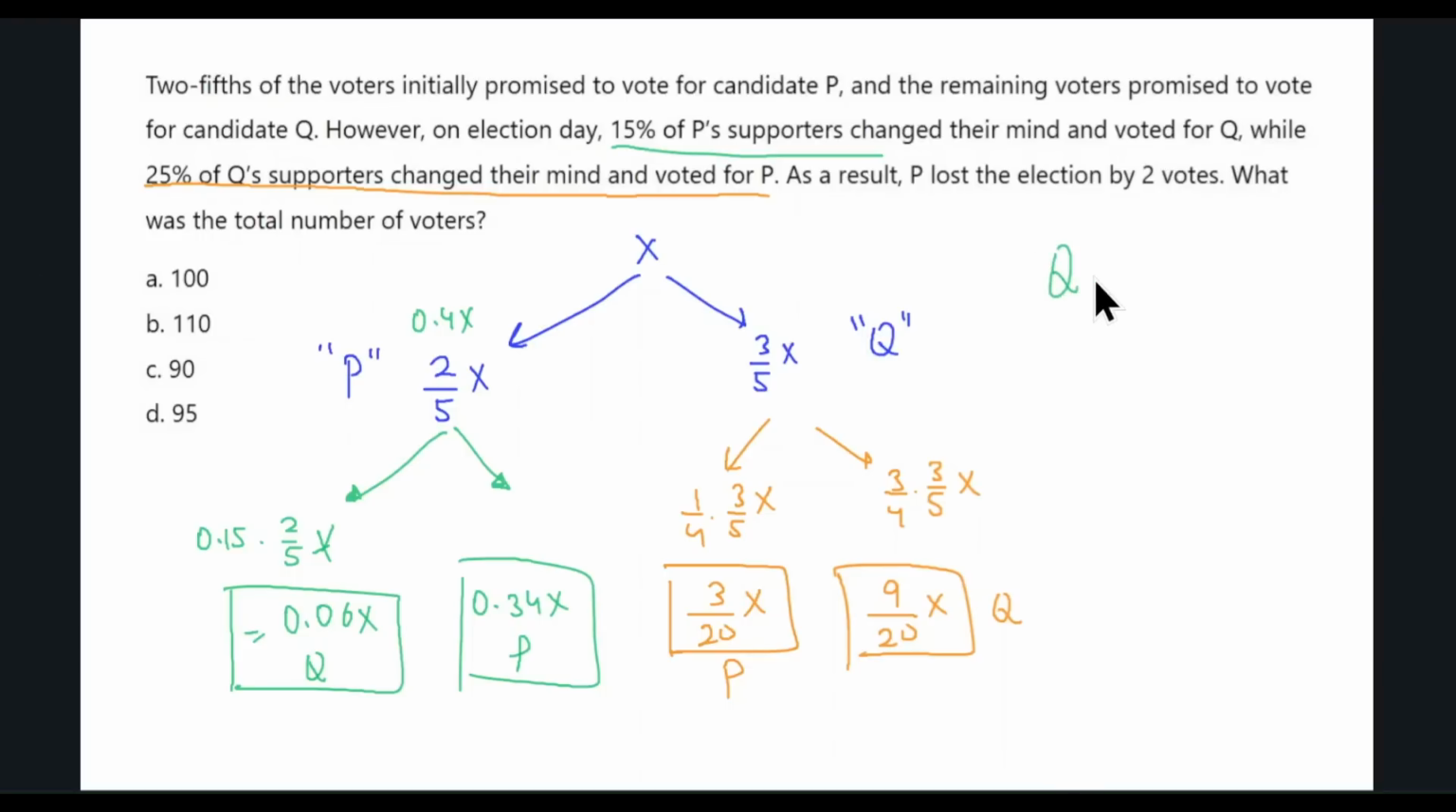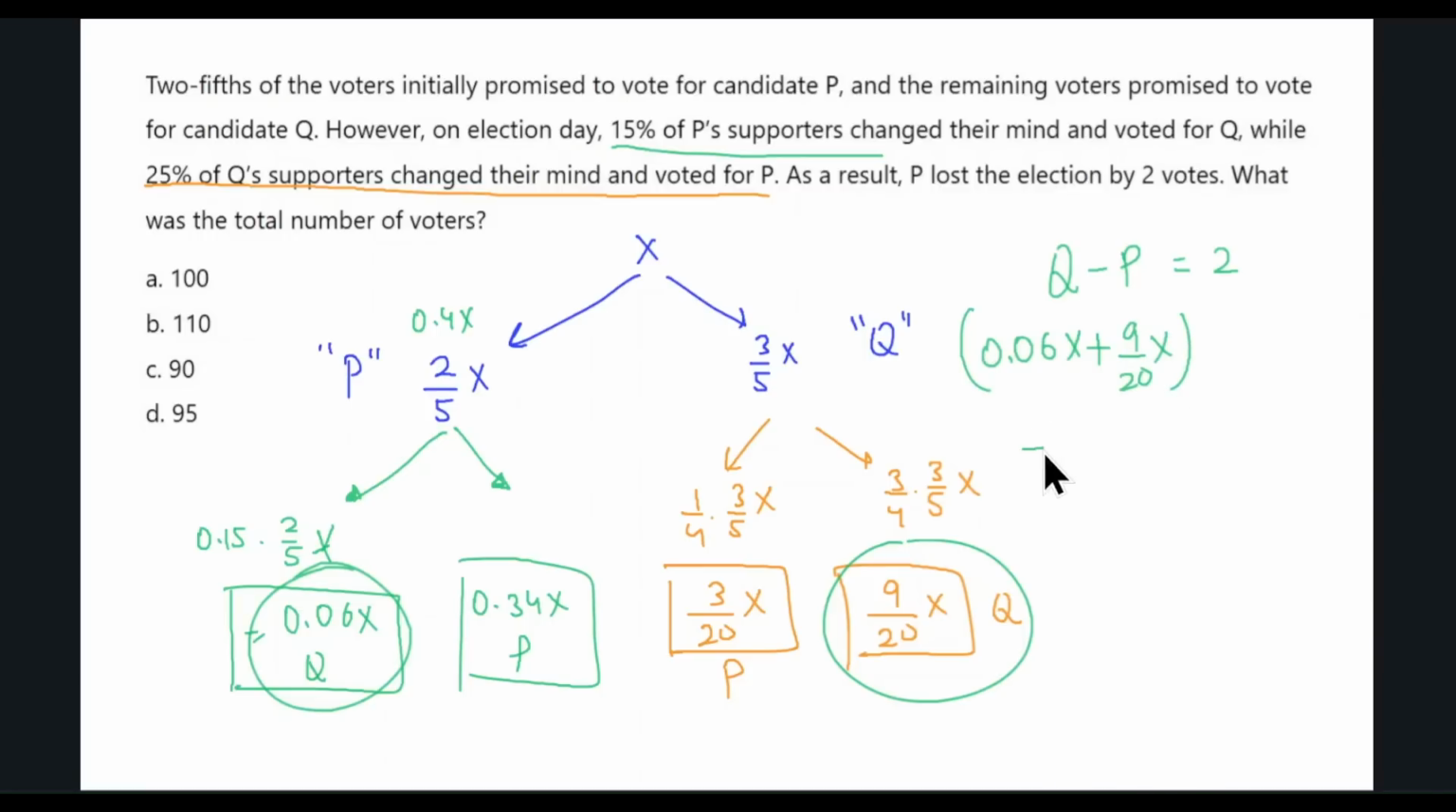They are saying that as a result, P lost by 2 votes, which means that the number of Q votes minus P votes is equal to 2, right? Because Q won. Total votes of Q will be these two things, right? So 0.06x plus 9/20x minus P, which is 0.34x plus 3/20x, and that is equal to 2.